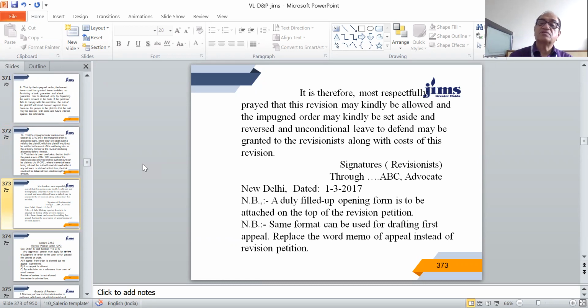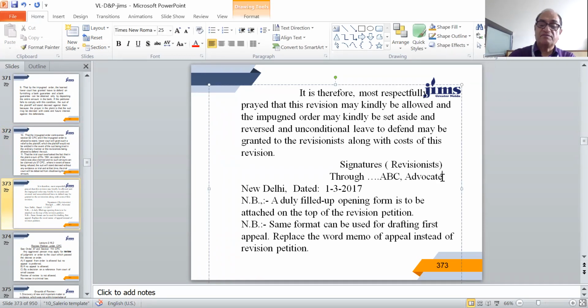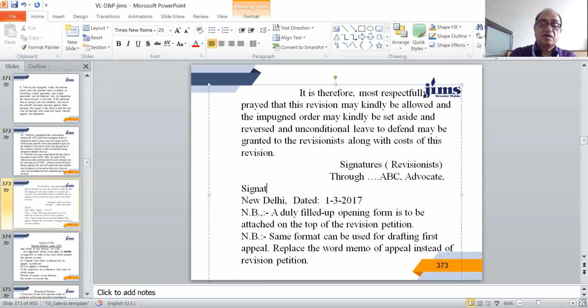After the prayer clause, all the three revisionists will put their signatures at the end of this revision petition. And since this revision petition is drafted by ABC advocate, you will write down through ABC advocate, and ABC advocate will also put his signatures on this revision petition.